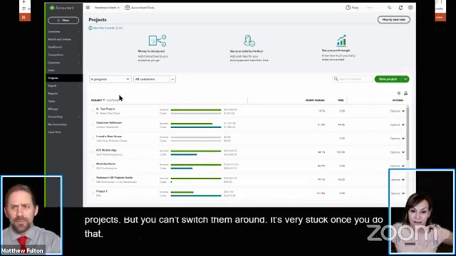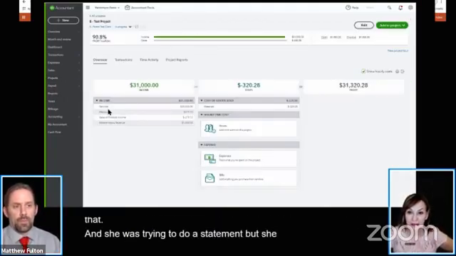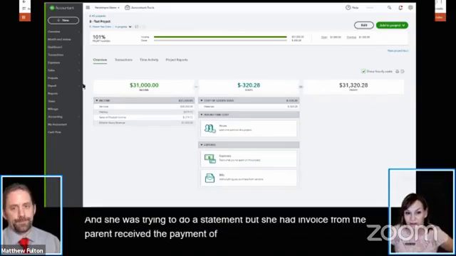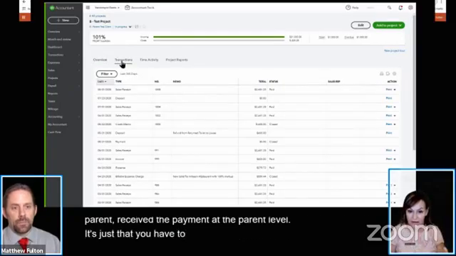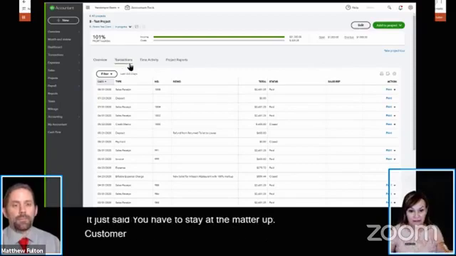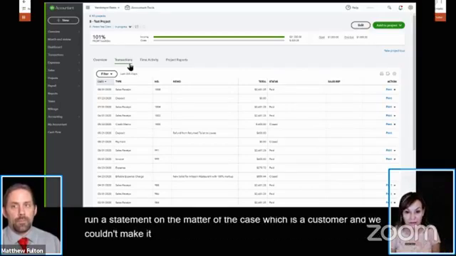I know. I had it happen with a client this week, and she was trying to do a statement, but she had invoiced from the parent and received the payment at the parent level, and it was just a mess. You have to stay at the sub-customer level and bring the payments in. Now she wanted to only run a statement on the matter or the case, which is the sub-customer, and we couldn't make it work because of the way she had brought the payment in.